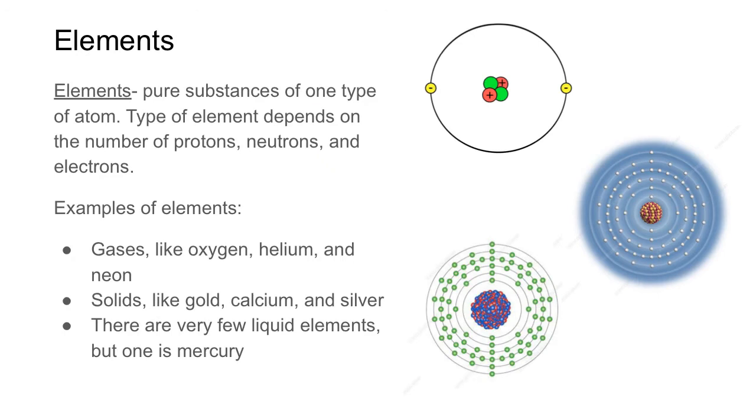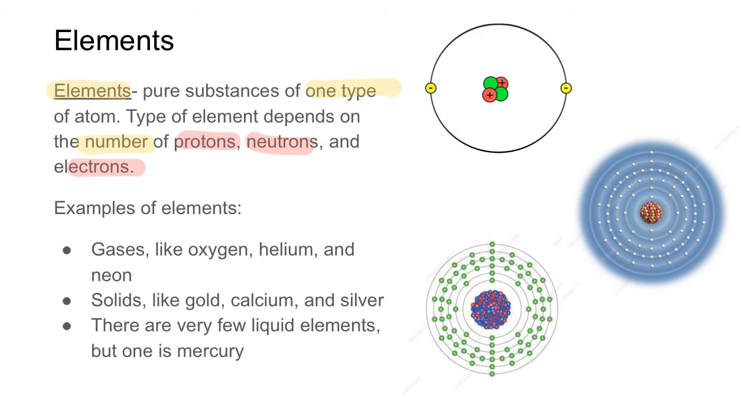Now, like I mentioned earlier, atoms make up elements. Elements are pure substances that only have one type of atom. The type of element depends on the number of protons, neutrons, and electrons. So depending on how many subatomic particles there are, that will determine what type of element you have.